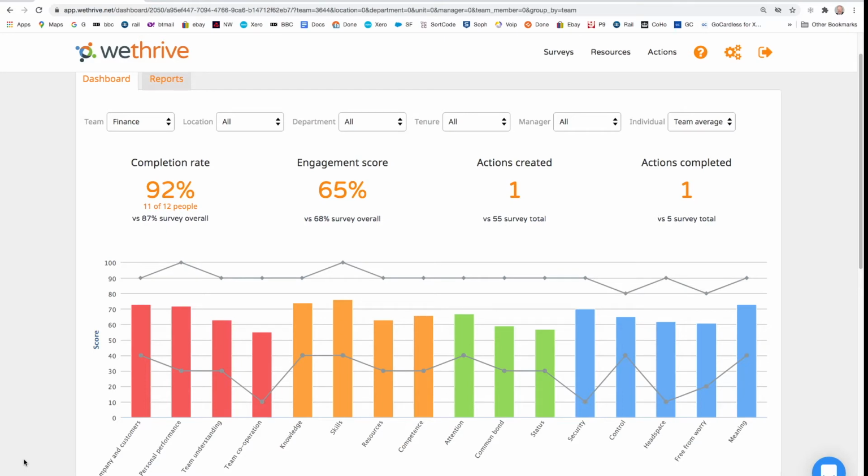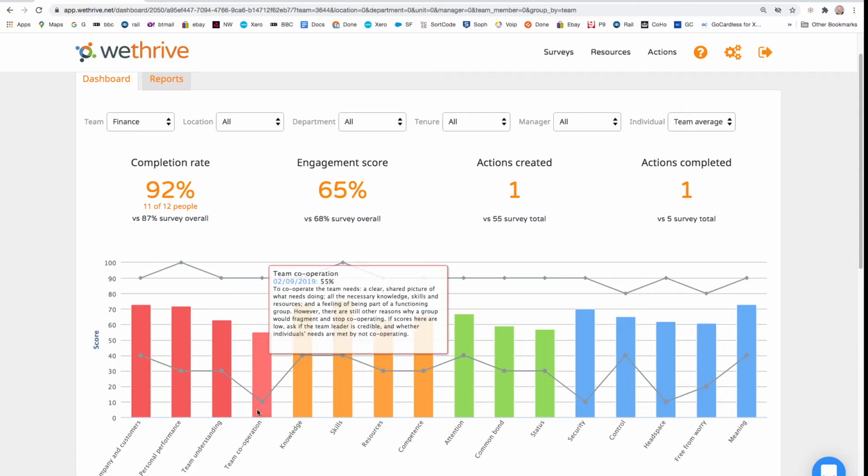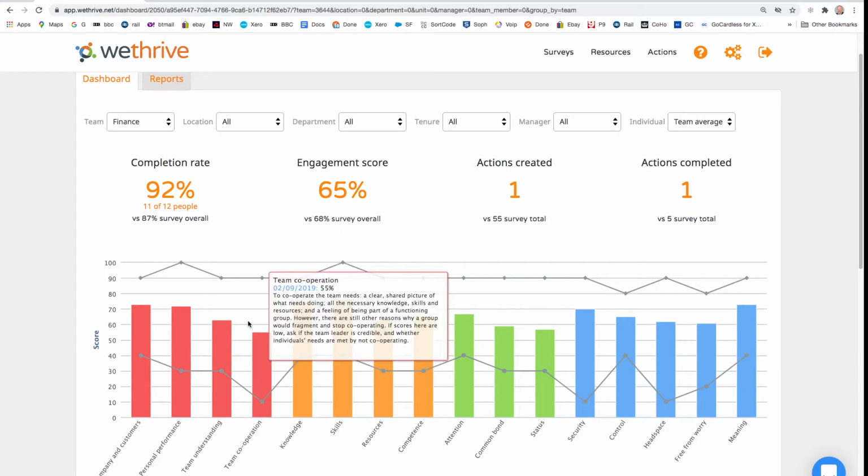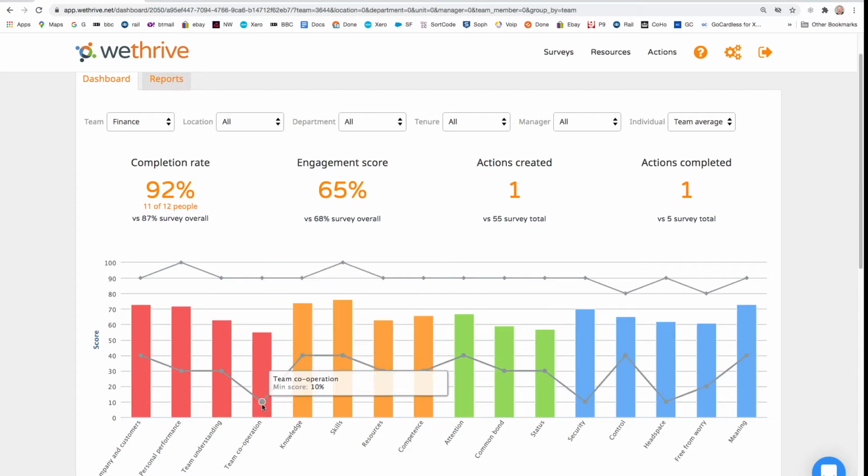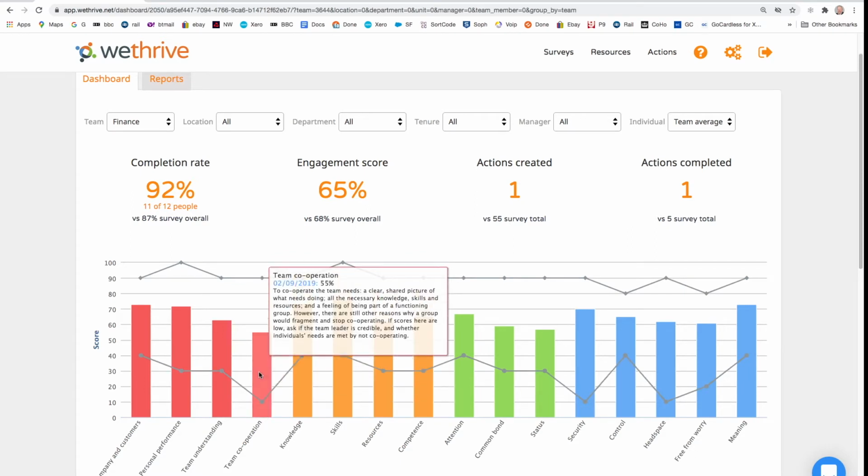If you look at the maximum and minimum lines, the top and bottom grey lines, you can see there are some areas where individual experience is widely different from the average. So take a look at team cooperation, for example, how much of the time people feel the team are actually on the same page. That varies from 90% of the time to only 10% of the time for at least one individual in this group of 11 people.